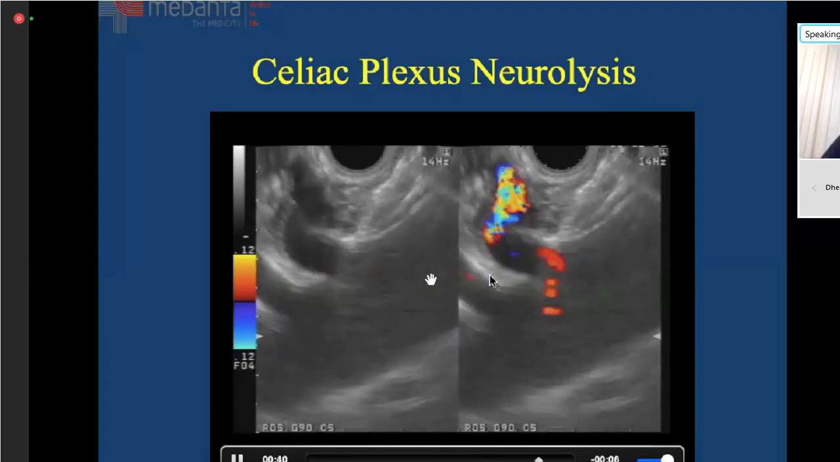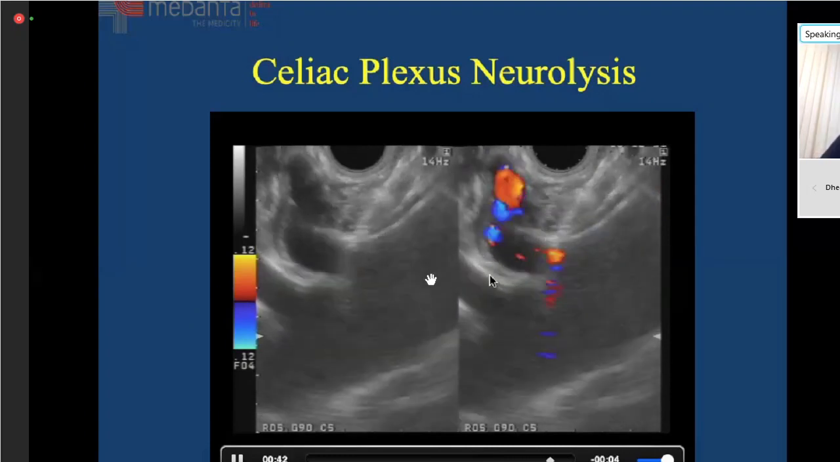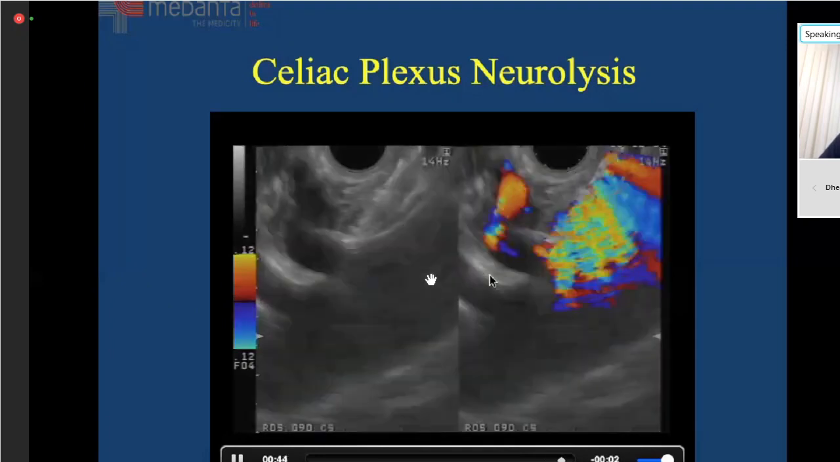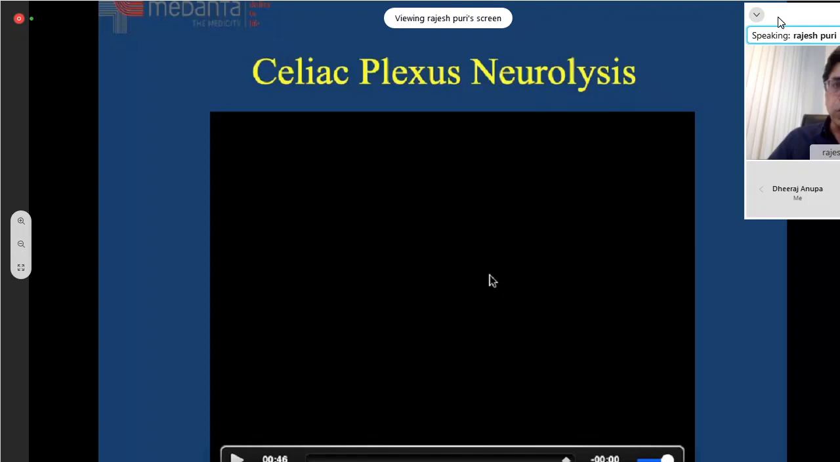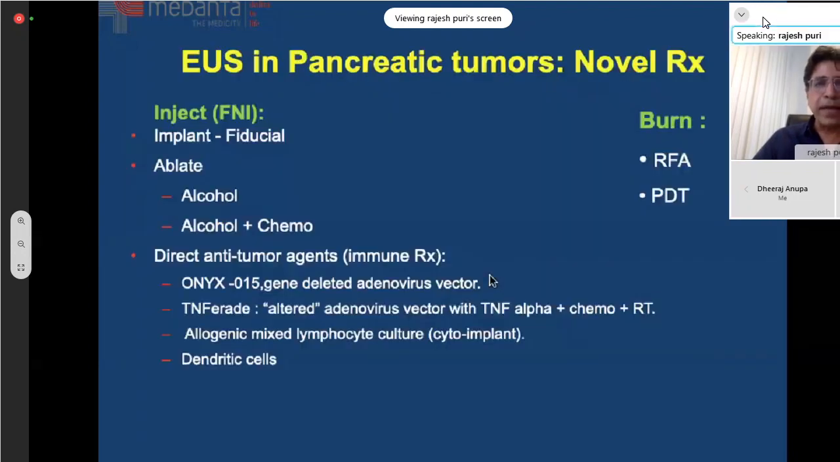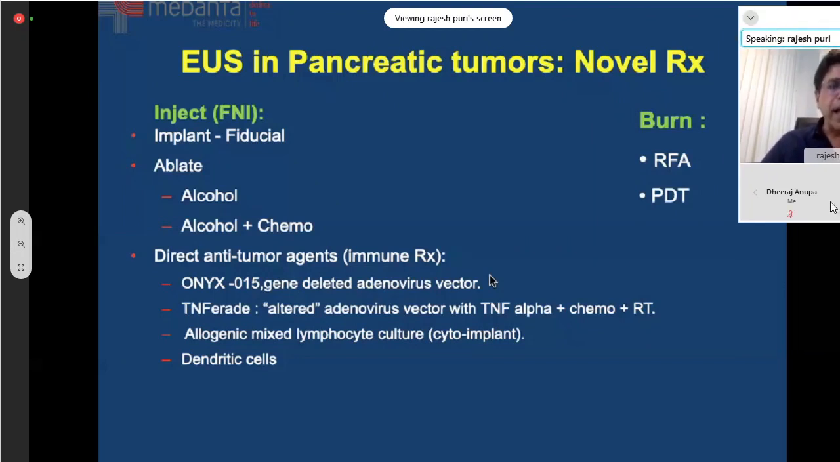These are the 4 terms you should remember. Where you inject alcohol, that is called neurolysis. In cases of cancer, and in patients with benign disease, you do the block. Pancreatic tumors, novel treatment, I think no point in going, and we are exceeding the time also, but just remember alcohol or RFA is possible.